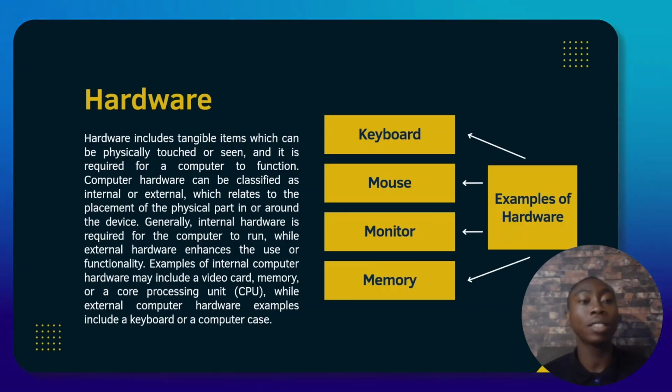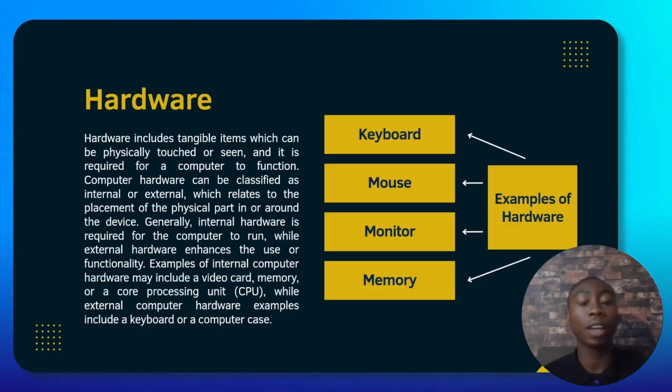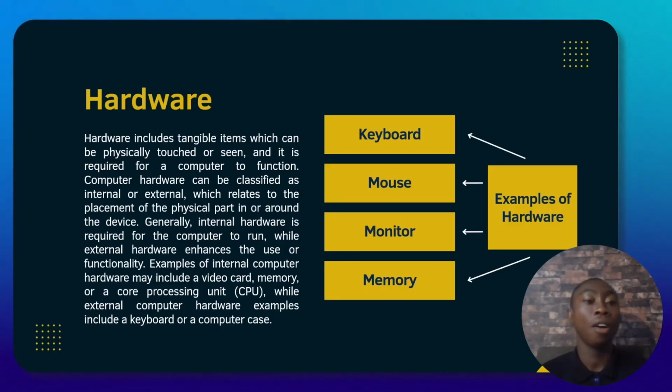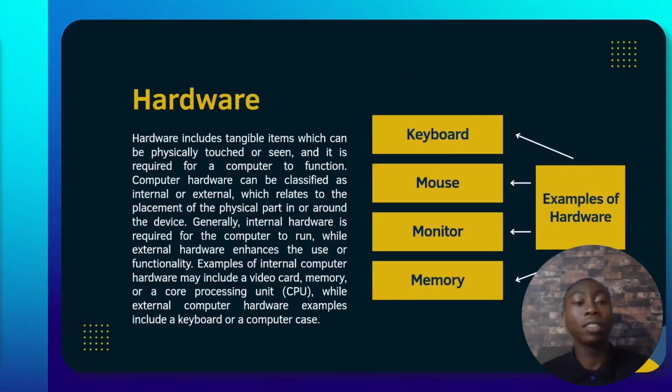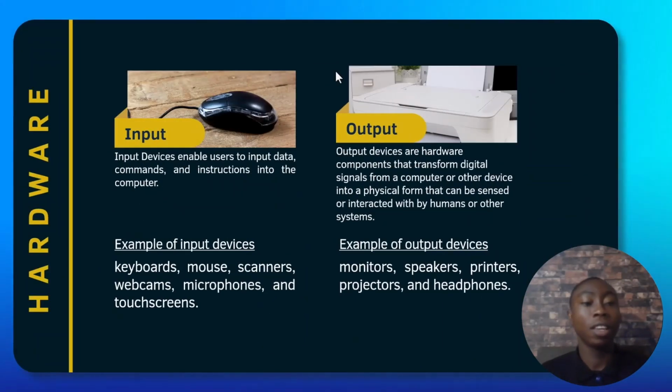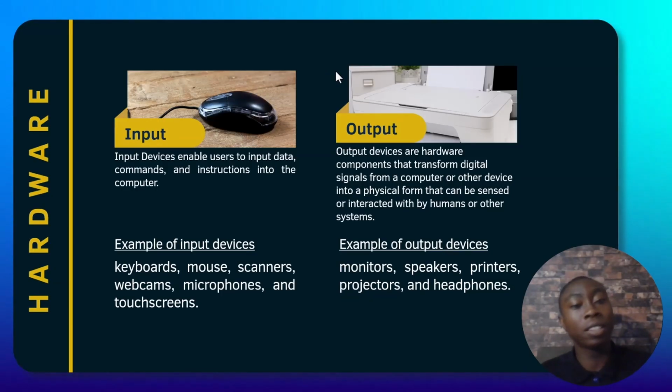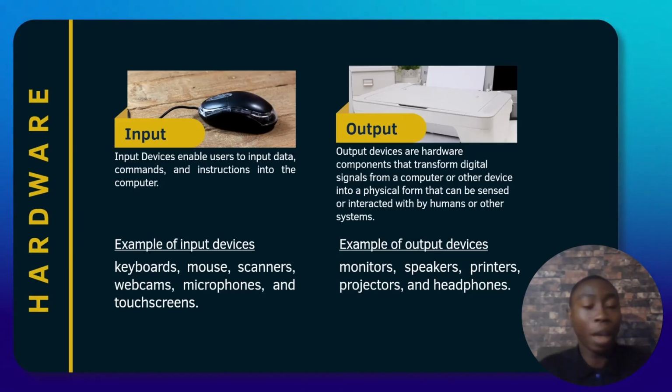So if we go inside, we can see that hardware are basically all the physical, tangible things that we can see and touch. These are what make up the computer hardware. And the hardware is divided into two parts: the input and output devices. The input devices enable users to input data, commands, and instructions into the computer, while the output devices are hardware components that transform digital signals from the computer or other devices into a physical form that can be sensed or interacted with by humans.